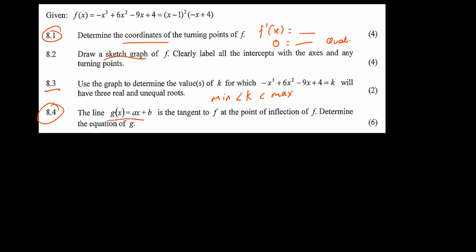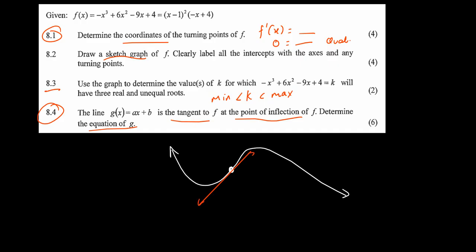Look at 8.4. The line G is a tangent to F at the point of inflection. Determine the equation of G. So I'm interested in that one. Here's the graph. They're telling you that at the point of inflection here, you have a tangent. Here's your tangent. Now we don't have its equation. We just know that g of x is equal to ax plus b. But for me to get the equation of the tangent, I need to get the gradient of the tangent. I need to get b by substituting a point, meaning this point. So first of all, I need to find the point.